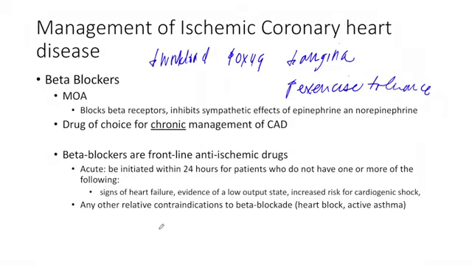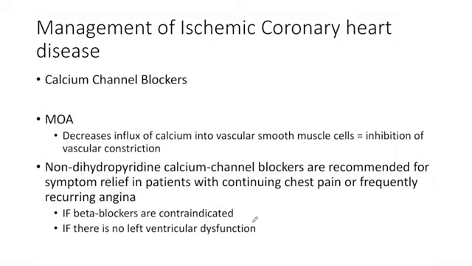Do not use this if there is the vasospasm form, which is Prinzmetal's, right? So beta blockers should not be used for them. Calcium channel blockers, they actually want you to choose the long-acting ones. And then also the non-dihydropyridine calcium channel blockers are recommended, your diltiazem and your verapamil. So those are actually the preferred for ischemic coronary heart disease.